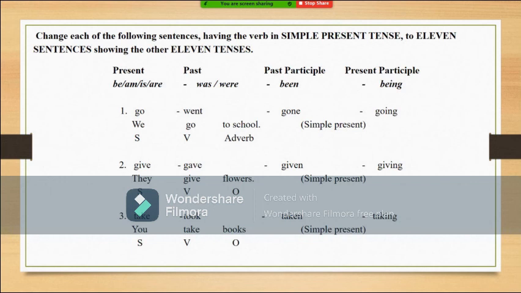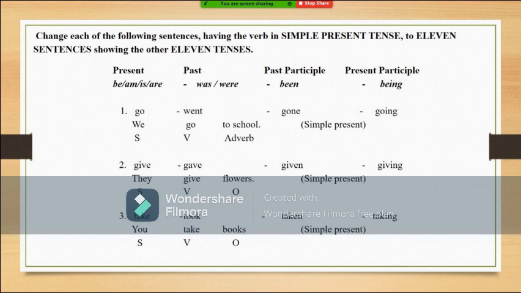That means we go to school is simple present. We are going, that is present continuous. We have gone to school, that is present perfect. We have been going, present perfect continuous. We went, that is past tense. We were going, past continuous. We had gone, past perfect. We had been going, past perfect continuous.